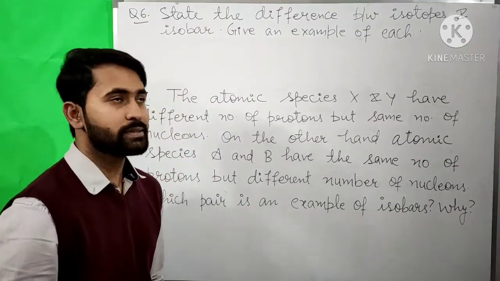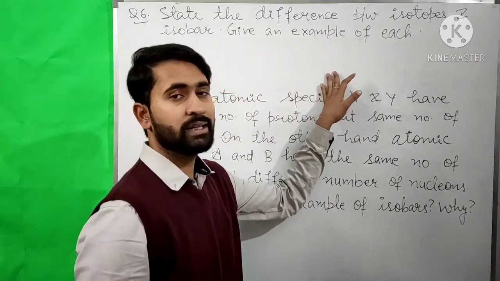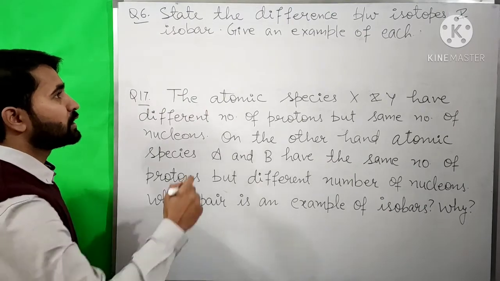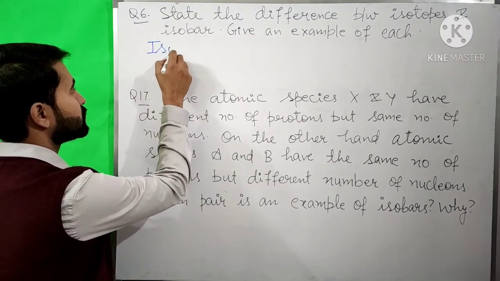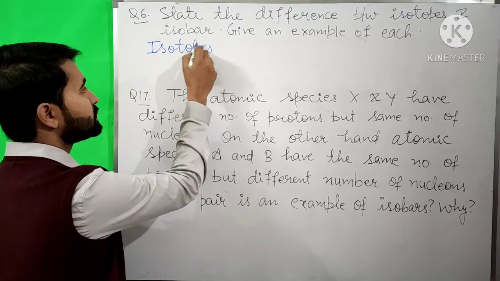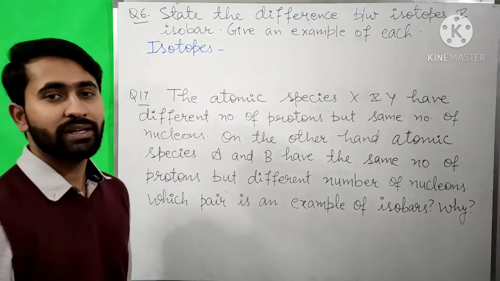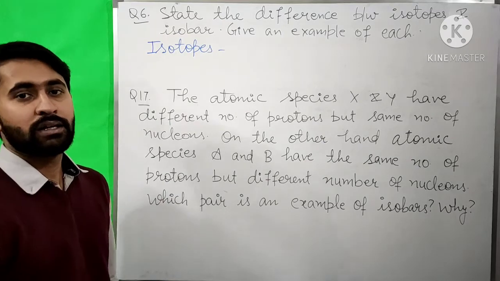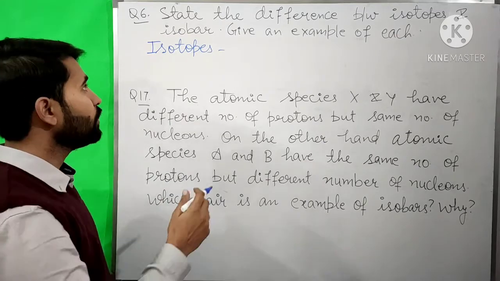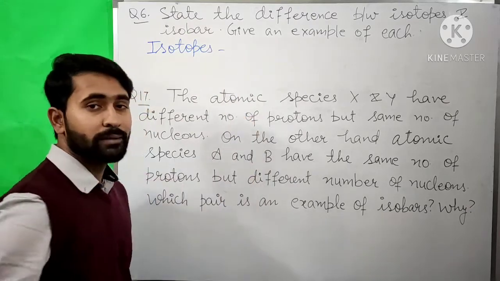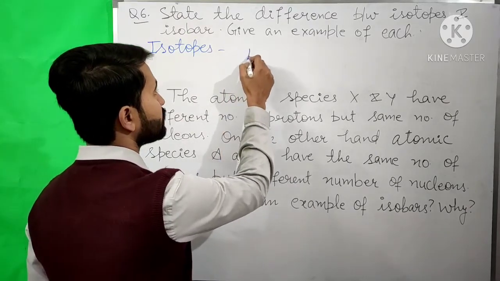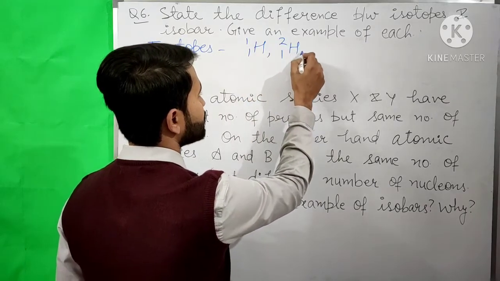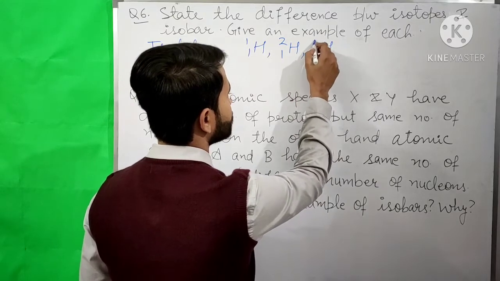Now the next question is, state the difference between isotopes and isobar. Give an example of each. Now we know that isotopes, they are the atoms of same elements which are having same atomic number and different atomic mass. Now the example of isotopes are protium and deuterium, that is written as 1H1 and 1H2, and the tritium 1H3.